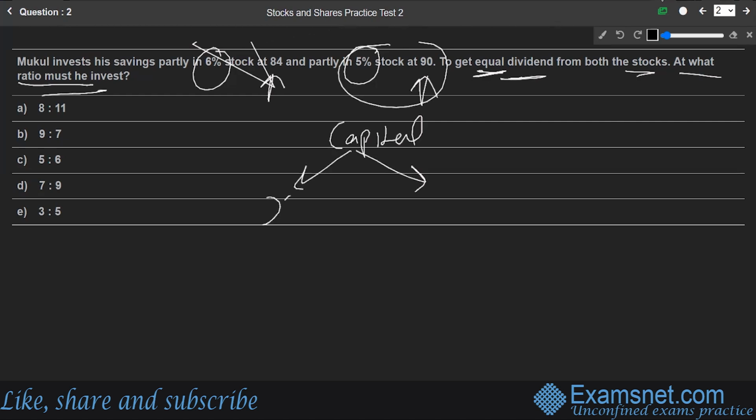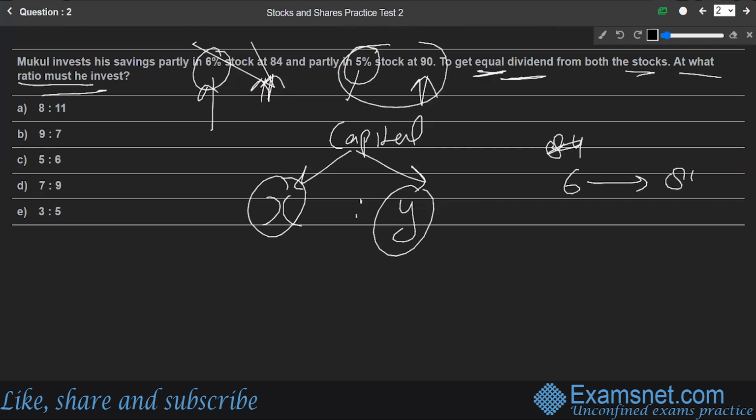The capital is not mentioned, and we don't need to know that either. Let's say it is distributed in the ratio of x is to y. Now x is the first part, y is the second part. The first part is invested in 6% stock at 84. That means 84 rupees will give you an income of 6 rupees. So an income of 6 rupees will be fetched when 84 is invested.